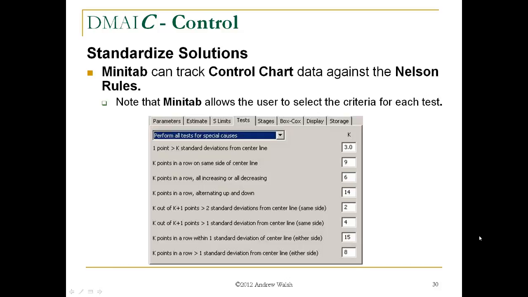Now, Minitab can test the control chart data against the Nelson rules. Note that Minitab allows the user to select the criteria for each test. So as you see here, we've selected perform all tests for special causes, and the factors that we want to use. For instance, the second one down, K points in a row on the same side of the center line, is set at 9. That could be set lower, to 7 or 8, at your discretion. So it depends on how quickly you want to know that there's a potential signal coming from the system.